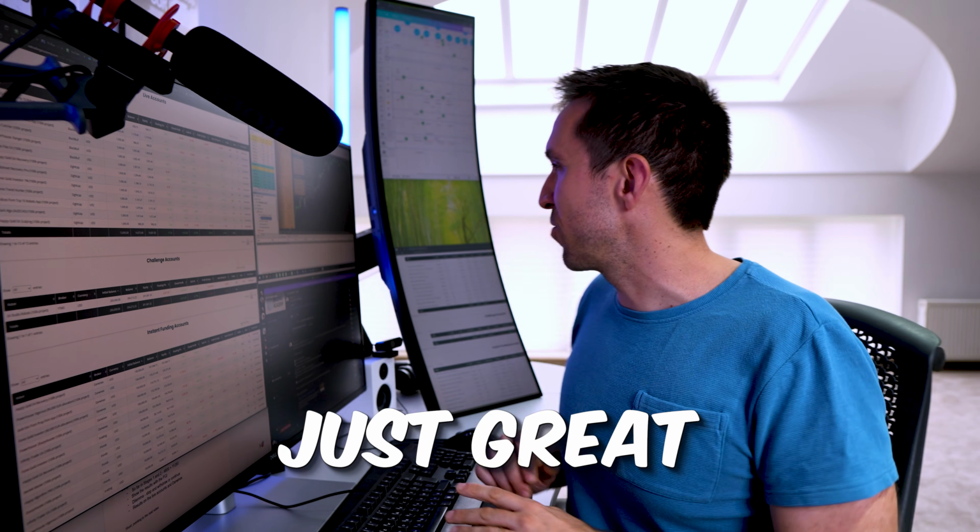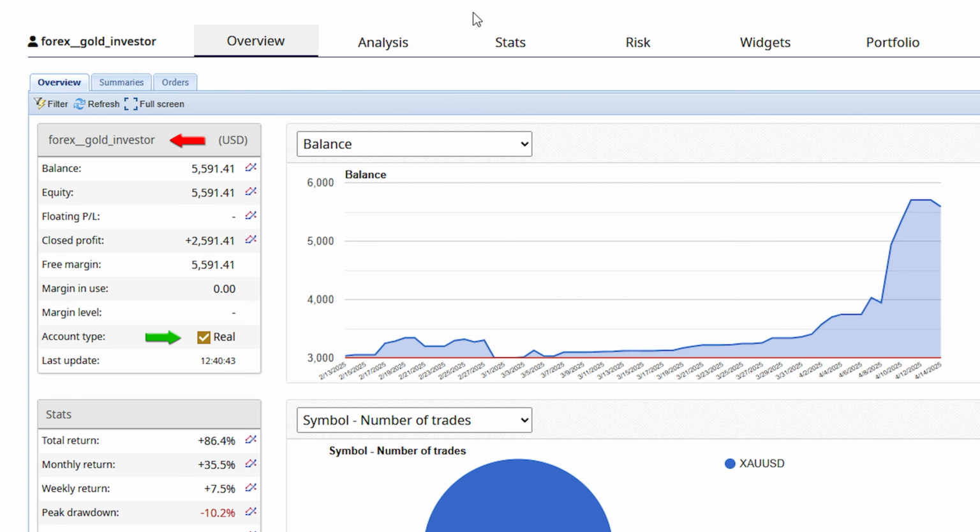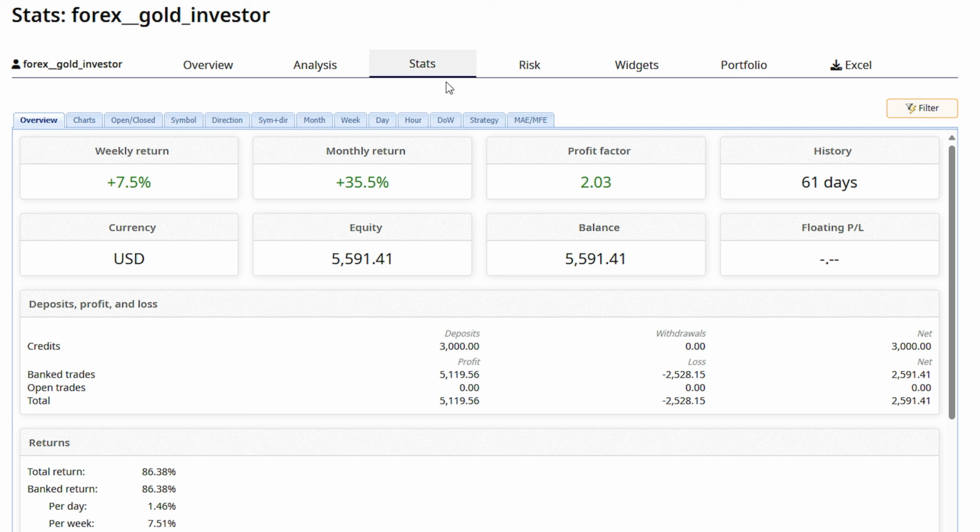And let me show you some more results from the Forex Gold Investor, because it did just great. That's the result of my live trading account, where I started with $3,000, and you can see a very similar performance in the last few days. It nearly doubled the account, $2,700, and that's a live account, guys. If I show you the stats, you will see that average monthly return is 35.5%, and it's been trading for 2 months.